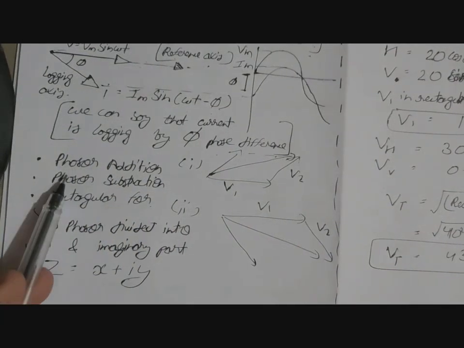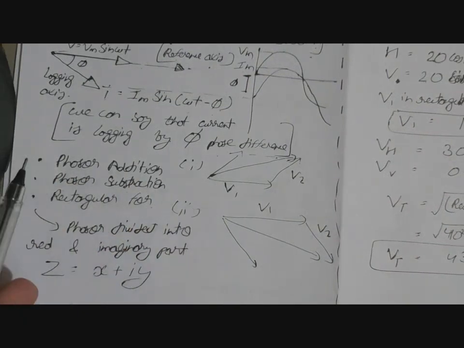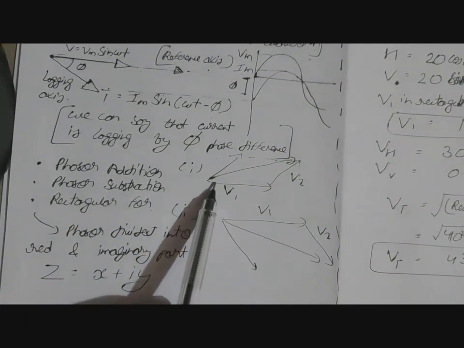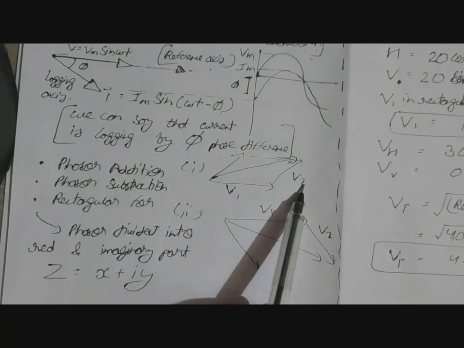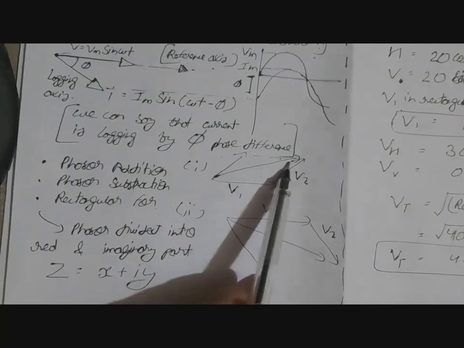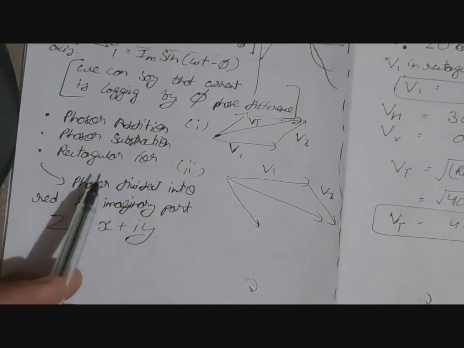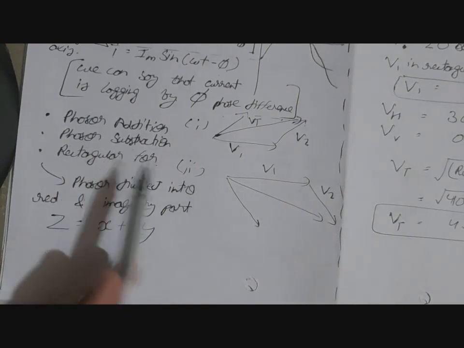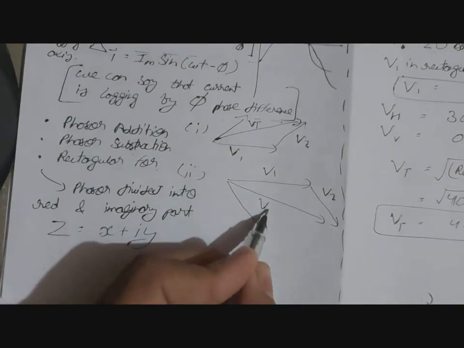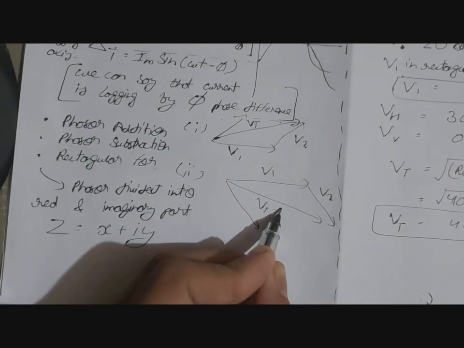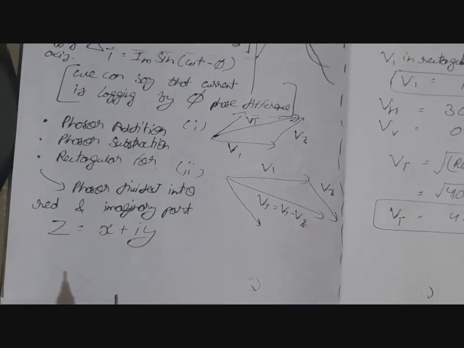We are familiar with phasor addition and phasor subtraction with the triangle law. Suppose there are two phasors V1 and V2, then the resultant is this, Vt. Phasor subtraction, we are familiar with as well. If one phasor is this and another phasor is this, then V total is equal to V1 minus V2, because this is in the negative direction.